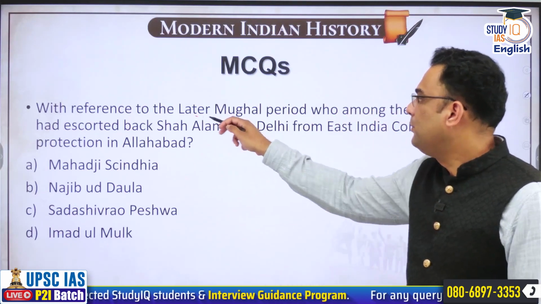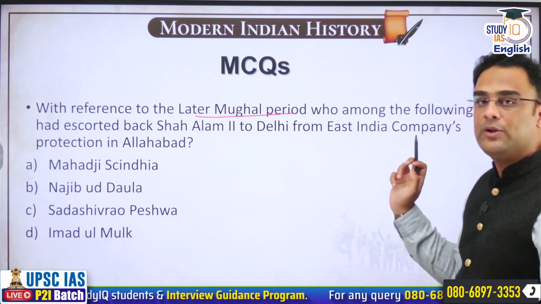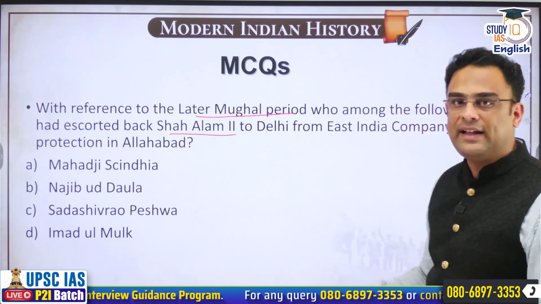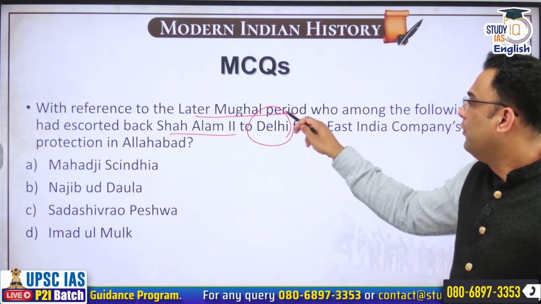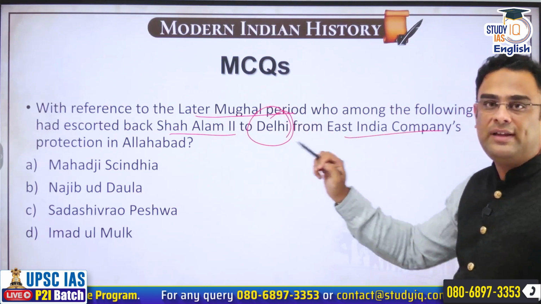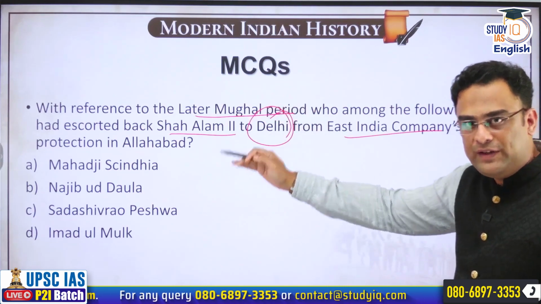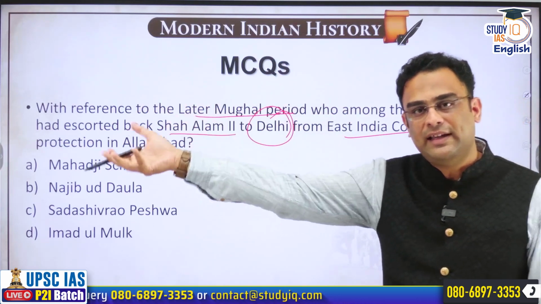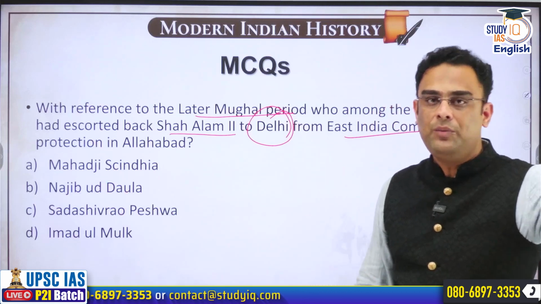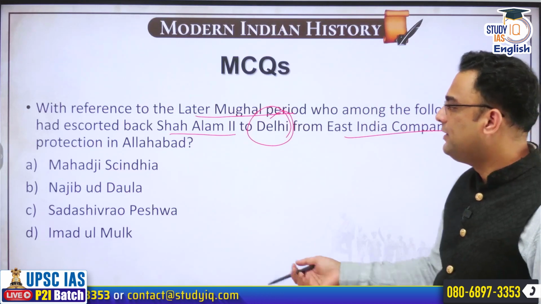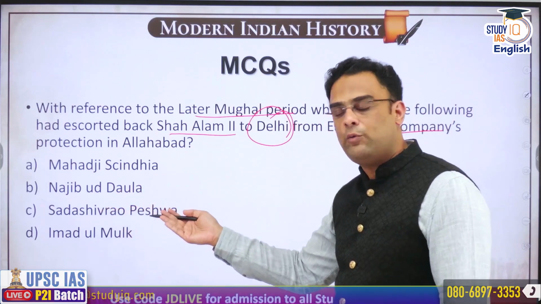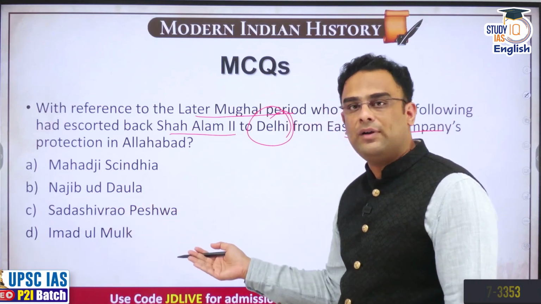With reference to later Mughal period, who among the following had escorted Shah Alam II back to Delhi from East India Company's protection in Allahabad? Which of these persons had escorted Shah Alam from Allahabad, where he was under EIC's protection, back to Delhi? So who was it? Mahadji Scindia, Najib-ud-Dawla, Sadashiv Rao Bhau Peshwa, or Imadul Mulk?